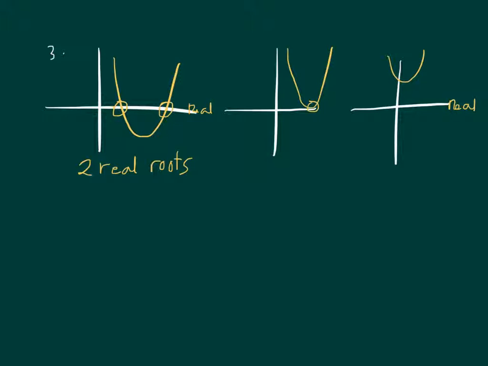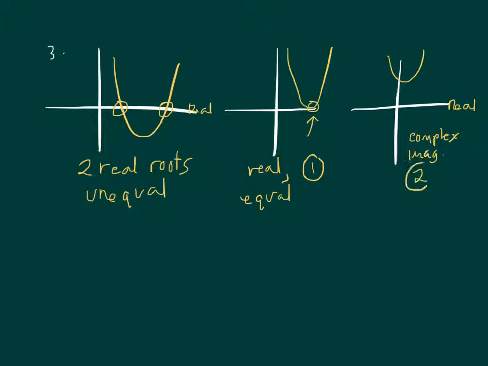Okay. There are 2, so they're not equal. We call them unequal. We don't know if they're rational or irrational by just the graph. The next one here, you have only 1. Well, it does touch the x-axis, so it's real, but we're going to call this equal. There's sort of 2 roots, but they're the same. They're equal. So this is considered one root here. And if the graph never touches the x-axis, we call these roots or solutions complex or imaginary, and there are always 2 of them. Okay, so that's number 3.